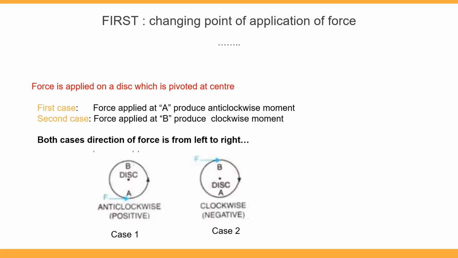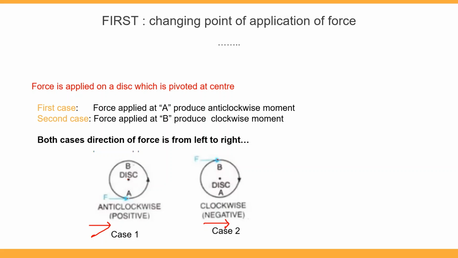So in first case, we are applying force at point A. In second case, we are changing the point of application of force. That is, now we are applying force at point B. In both cases, the direction of force is from left to right. That is, the arrow is pointed from left to right in both cases.